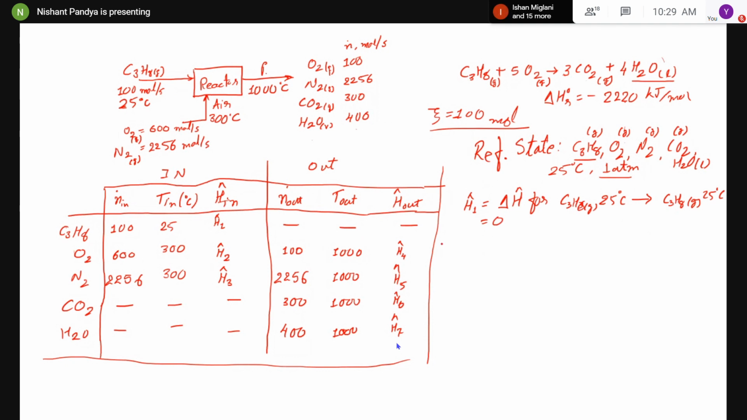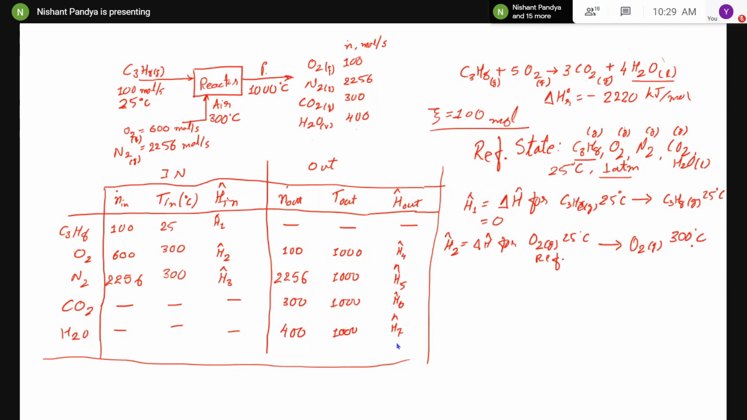You understood now. H1 cap is nothing but the enthalpy change from the reference state we choose to the process condition. Similarly, H2 cap is equal to delta H cap for the process of, so what is this H2 cap? O2 gas form at 25 degrees. This is the reference state. Every time, the first thing you write is the reference state, from reference state to the operating condition. So the operating condition is O2 gas form, write the phase also, 300 degrees Celsius.